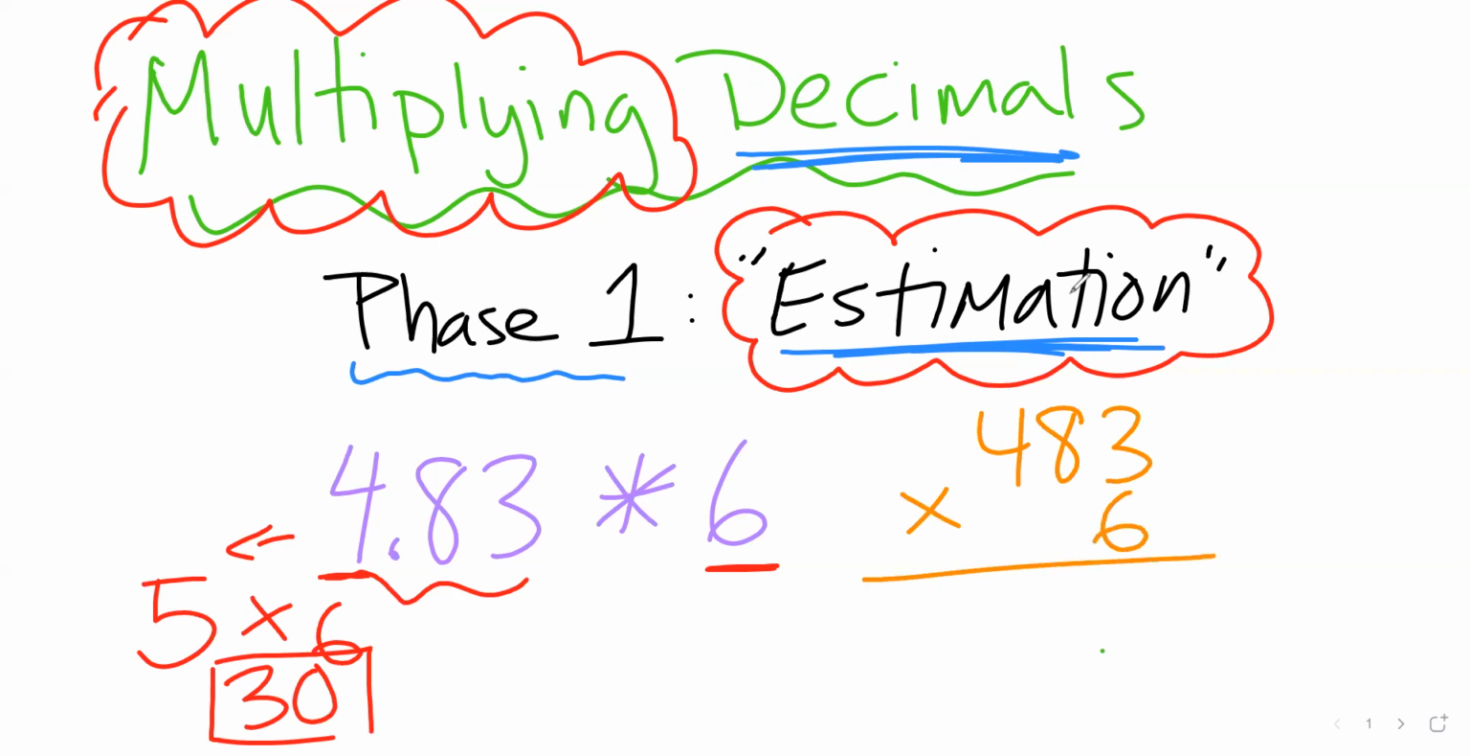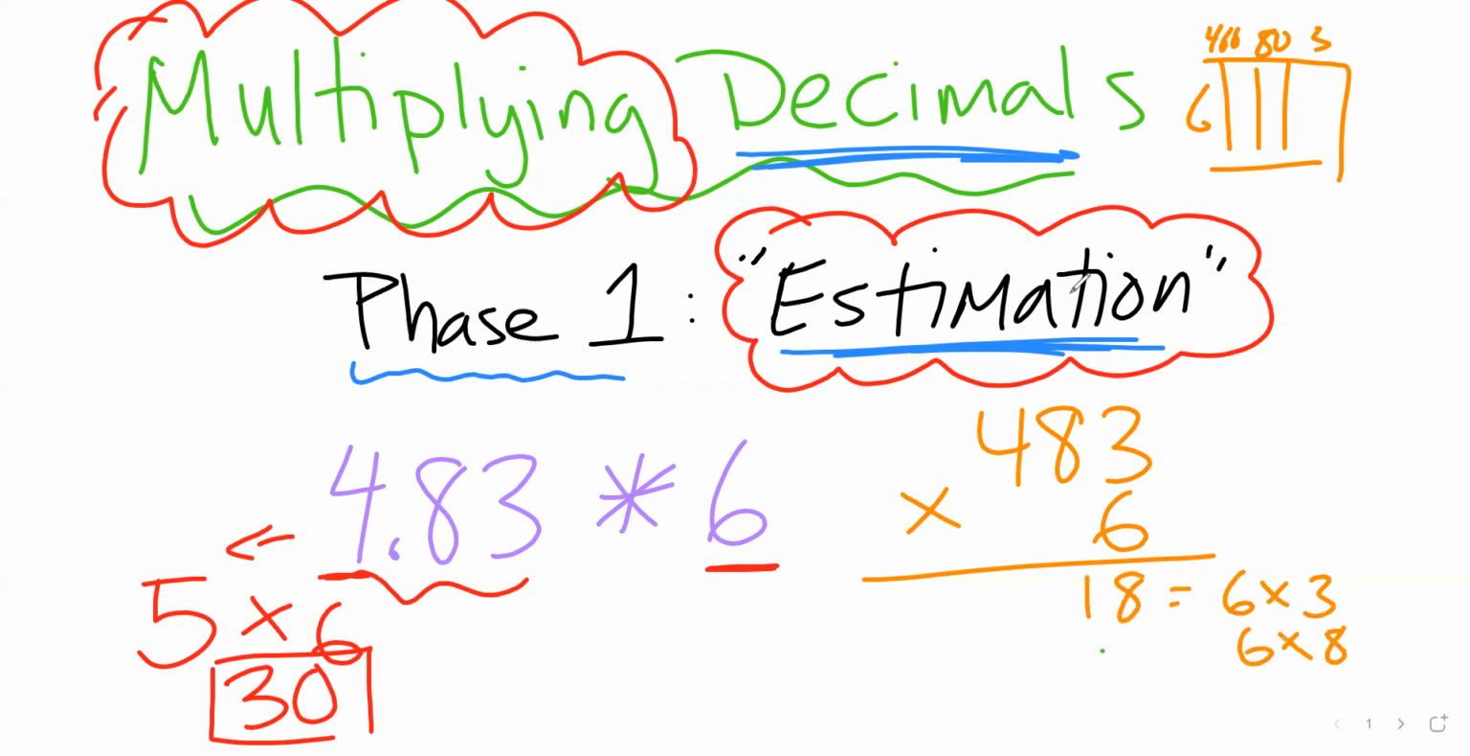So whatever strategy you may have in this case for multiplying, maybe you're doing an area model, maybe you're doing partial products, standard algorithm, whatever it be. I'm going to do partial products. So I'm going to go ahead and start. And I'm going to go with the 6 times 3. That gets me 18.